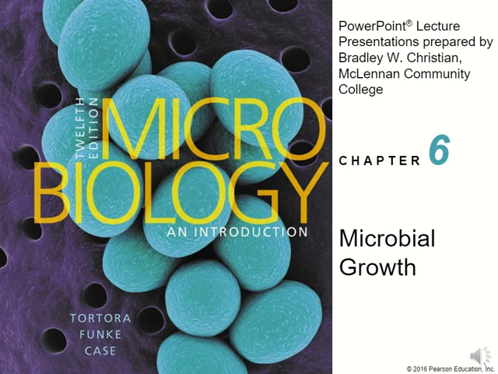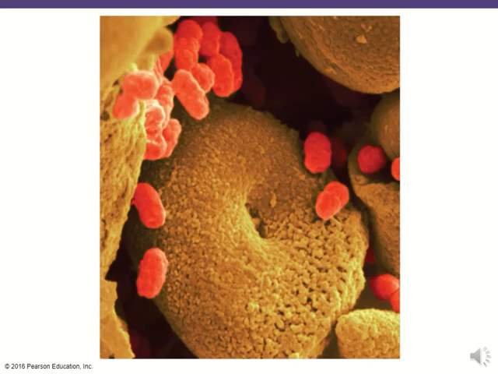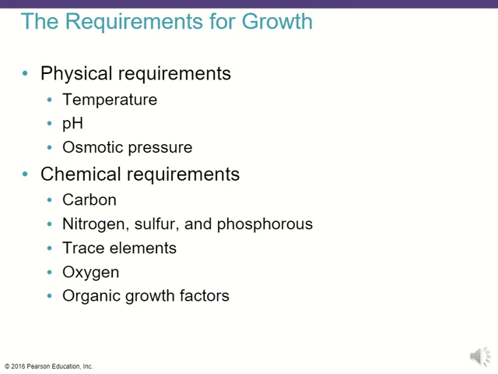This chapter will cover microbial growth. Now, when it comes to microbial growth, there are various things that can affect how effectively or how poorly microbes will actually grow. Some of them can be physical, such as temperature, the pH, whether it's too acidic or basic, as well as osmotic pressure, how much dissolved solutes are inside versus outside the cell. There are also chemical necessities needed for cells to grow properly, including a variety of elements that we'll get into.